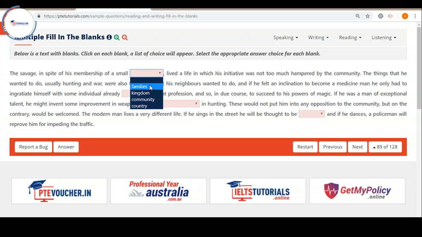There is one more task, that is reading fill in the blanks. There are also options, but there you just have to drag and fill it in the blank. Why do these particular blanks have a writing score?